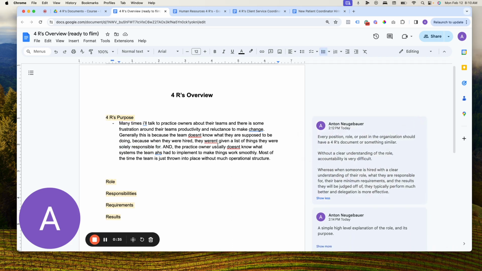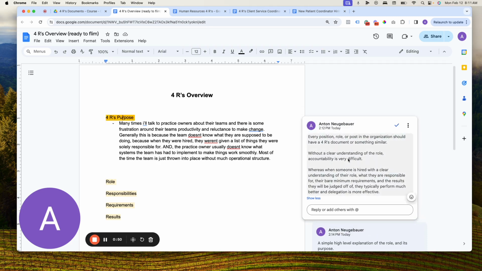And the practice owner usually doesn't know what the systems are that the team has had to implement to make things work smoothly. Most of the time, the team is just thrown into place without much operational structure. So the purpose of this document is to have a clear understanding of the role, so that you can have great accountability in your organization.